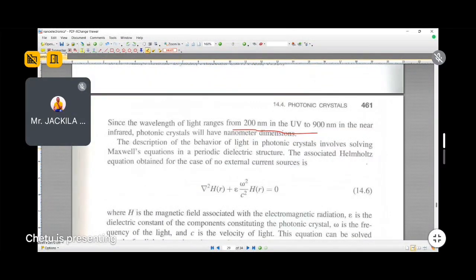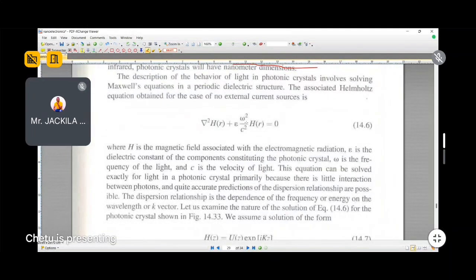The description of the behavior of light in a photonic crystal involves solving Maxwell's equation. So we will just see what this Maxwell's equation is. The equation is del square H of r plus epsilon omega square upon c square H of r. Here H is the magnetic field, omega is the frequency, epsilon is the dielectric constant, and c is the speed of light. So H is the magnetic field associated with the electromagnetic radiation, and epsilon is the dielectric constant.